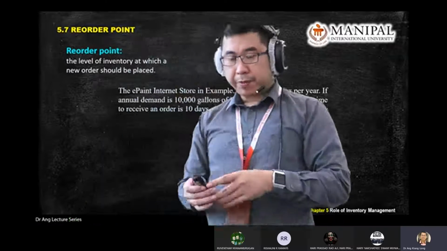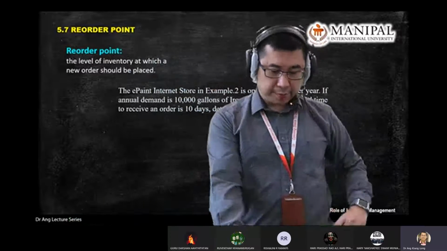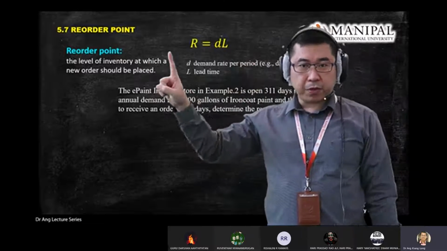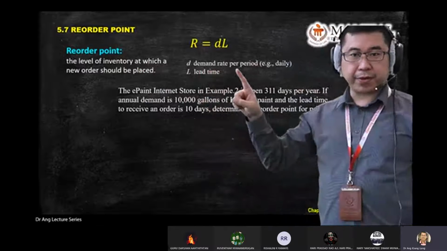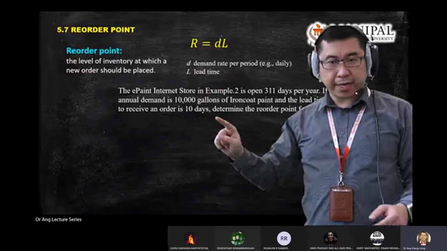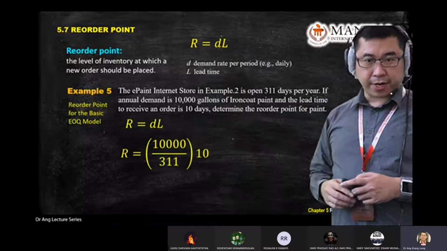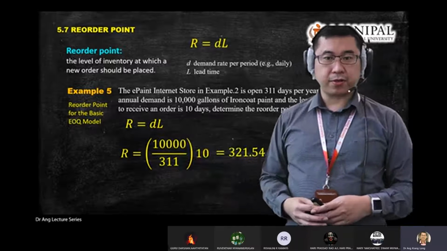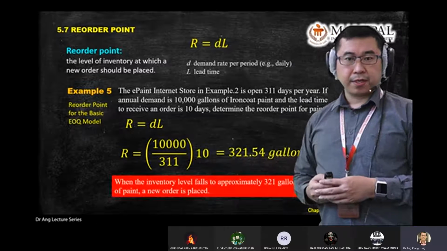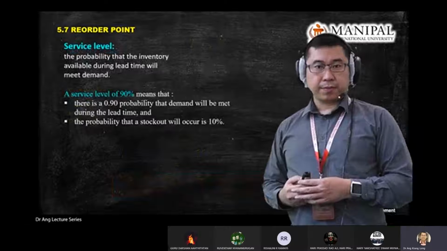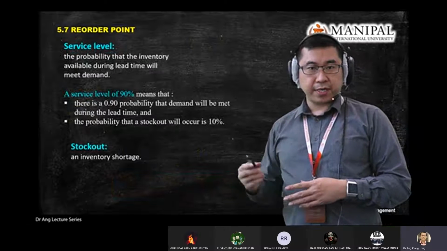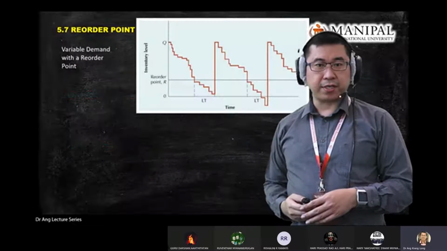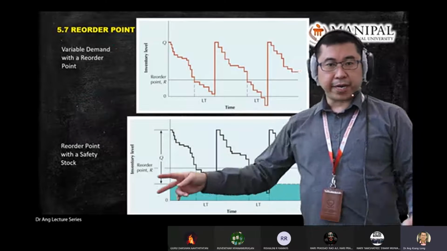Okay. Now previously we stopped at reorder point that gives you this R equal to DL. Reorder point equal to demand rate per period multiplied by lead time, and we have seen one example, right? Example number 5. It is available in your tutorial handouts, right? And also we covered what is service level, what is stock out definition. And we stop at here.